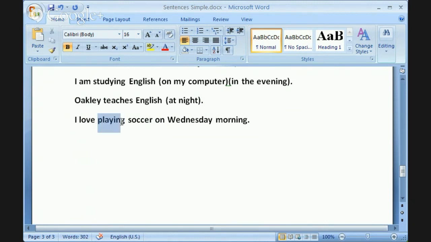All right. So, gerund clause. I love soccer. Yeah, I guess you're right. I guess soccer is the object here. Or you could have, I love to play soccer. Either one would actually work.